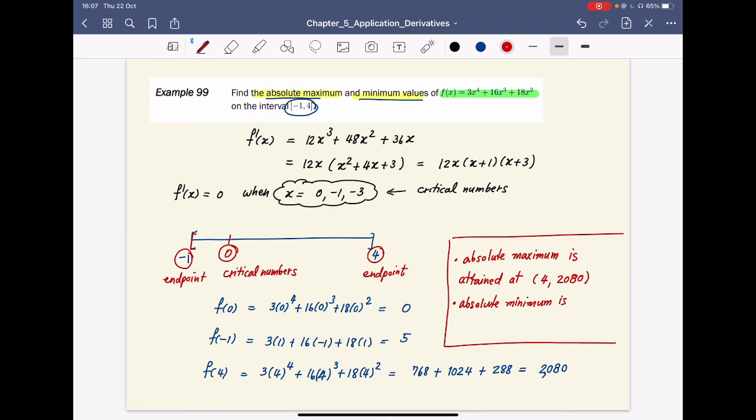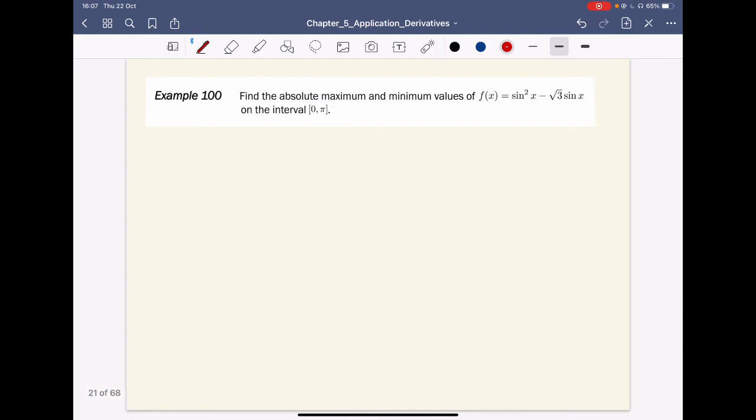Well, this is attained at x equal to 0, y equal to 0. Alright, that is how you conclude example 99. So not hard at all, right? So example 100. So let's look at the trigonometry one.